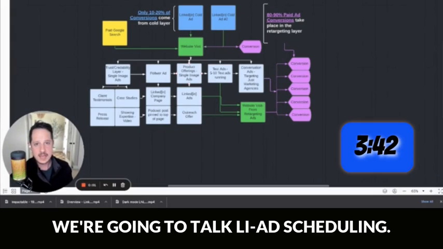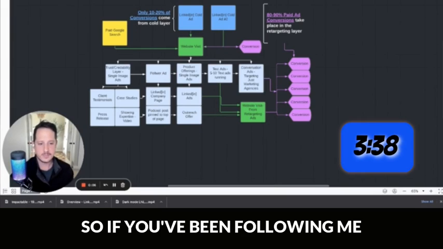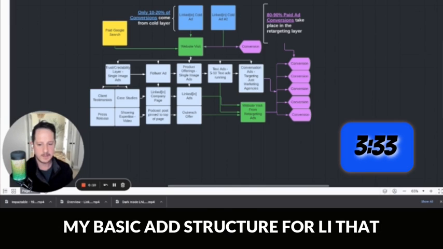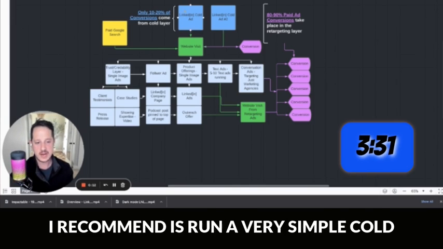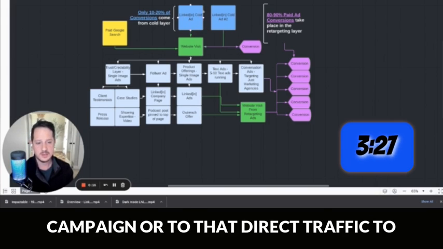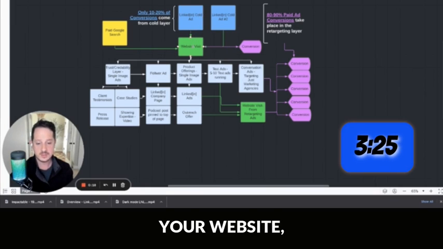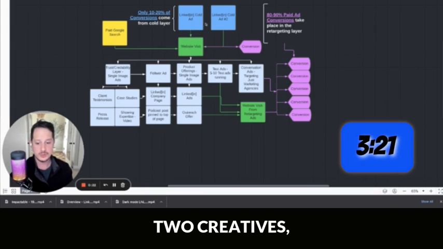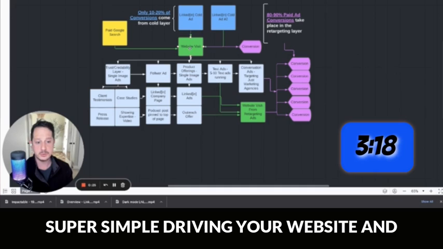We're going to talk LinkedIn ad scheduling. So, if you've been following me at all, or you're on LinkedIn and you've seen some of my posts, my basic ad structure for LinkedIn that I recommend is run a very simple cold campaign or two that direct traffic to your website, not a lead gen form. Usually, you boil it down to one or two creatives, super simple, drive them to your website.